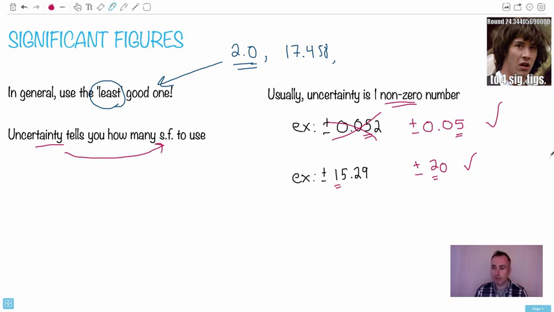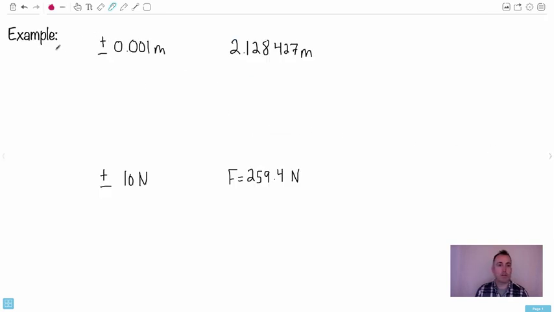So I'll give you a few examples. I just wrote out a couple here. Let's say you did a measurement through some device, and some length is 2.128427 meters. You measured it somehow super accurately according to your little device. But your uncertainty is 0.001 meters. I want to write down the length. Don't just say this number plus or minus 0.001 and say you're done.